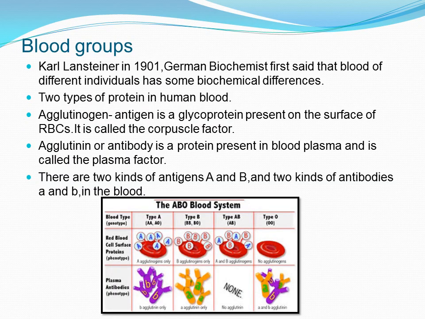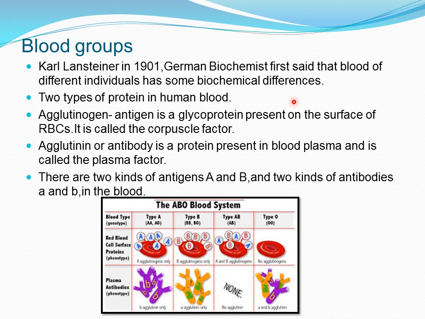So let us start. Now, in the year 1901, Karl Landsteiner, a German biochemist, first said that the blood of different individuals has some biochemical differences. It was found because when blood was transfused from one person to another, in a few people several complications started in their body after the transfusion, and it was fatal at times. So he did an experiment to see whether the composition of blood of each and every person is the same or not, and he found that there are several biochemical differences.